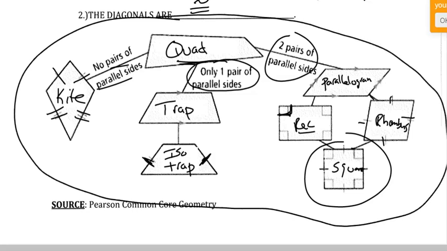This all could be written as a Venn diagram as well. I talked about that at the beginning of this lesson, but there you go. This is pretty much going to finish up our study of the different types of quadrilaterals. Lots of parallel sides, some parallel sides, no parallel sides, and these are all the special quadrilaterals.